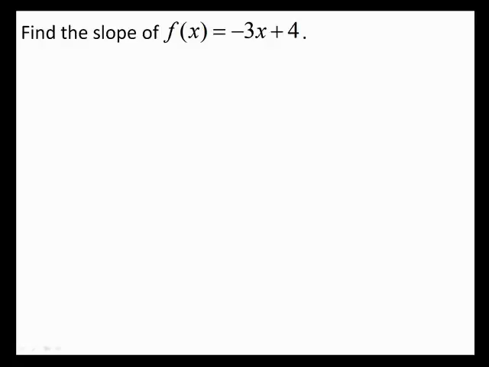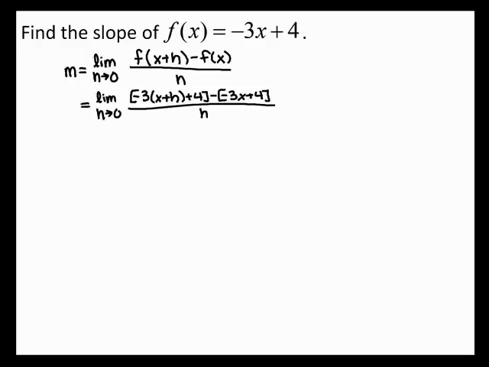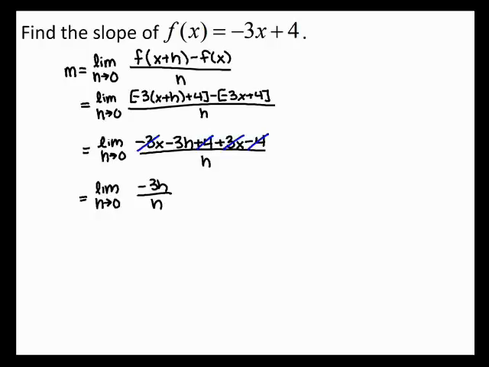Find the slope of f(x) = negative 3x + 4. To find the slope of the equation, use the formula: the slope is equal to the limit of (f(x + h) minus f(x)) divided by h as h approaches 0. Substitute in f(x + h) and f(x). Simplify negative 3 times the quantity x + h and negative 1 times the quantity negative 3x + 4. Simplify the numerator. Simplify the fraction. Take the limit as h approaches 0. You find that the slope of f(x) is negative 3.